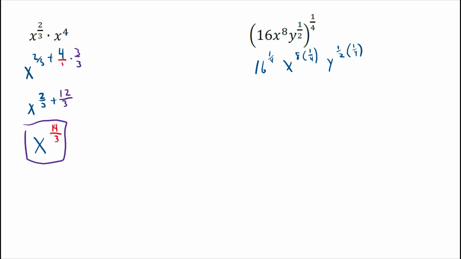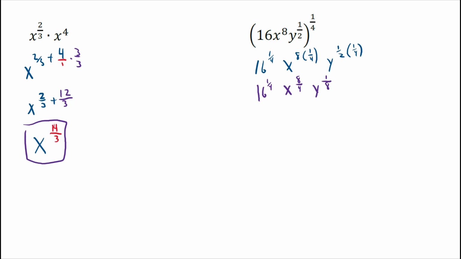We'll leave 16 to 1/4 right now. So I just want to get these exponents simplified. So 16 to 1/4. And we're going to have x to 8 over 4. And we're going to have y to 1 over 2 times 4, which is 8. Okay? So now we are going to go ahead and simplify this a bit further.